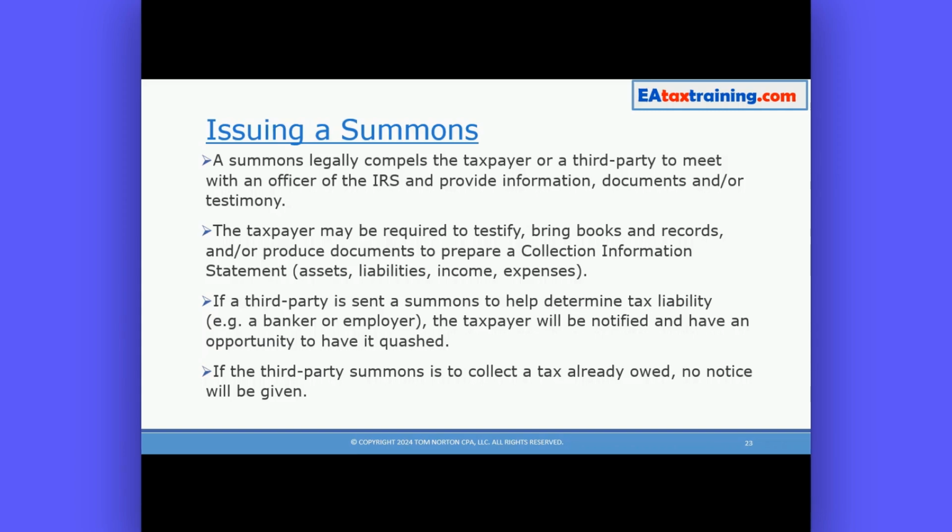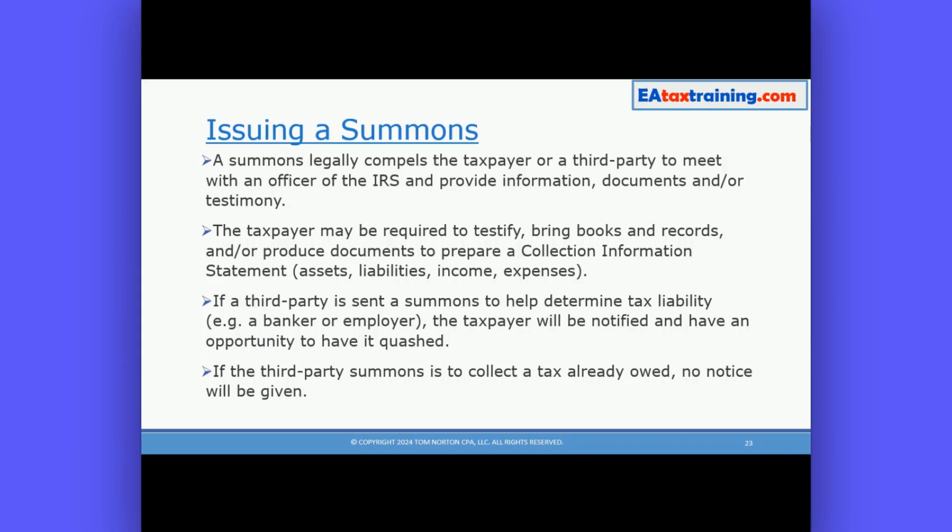If the third party summons is to collect a tax already owed, then no notice will be given. In other words, if they're sending the summons to your employer in order to get money to pay the tax.